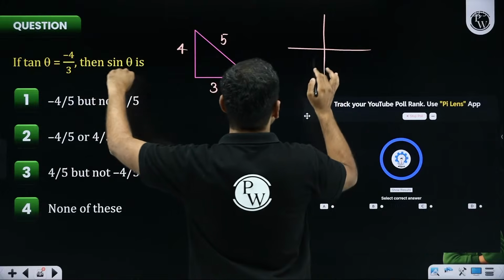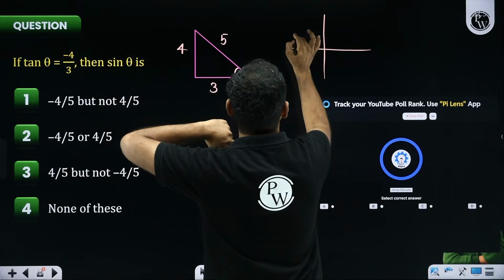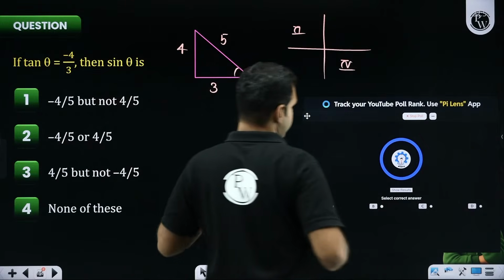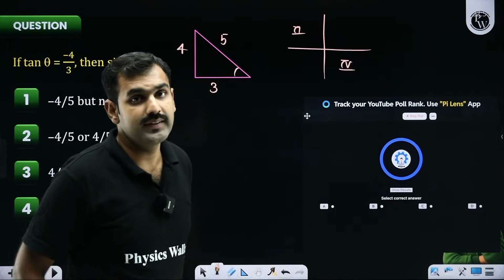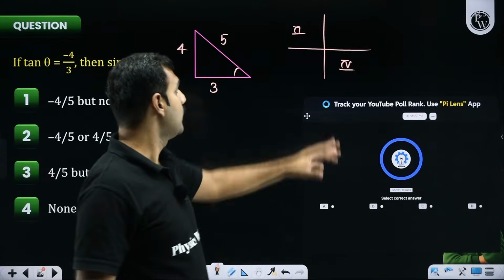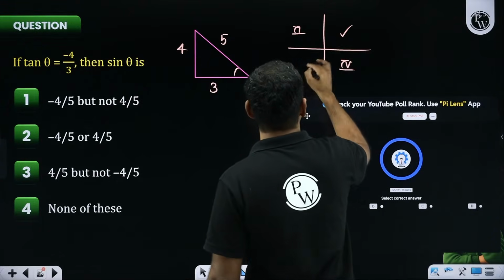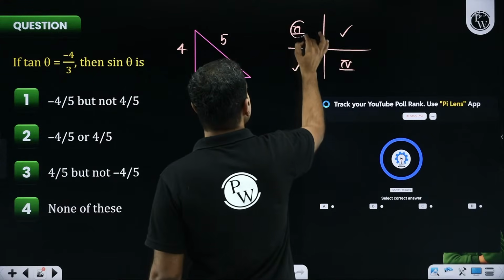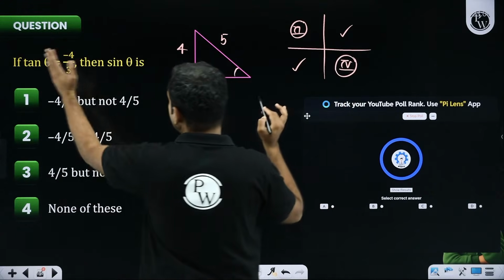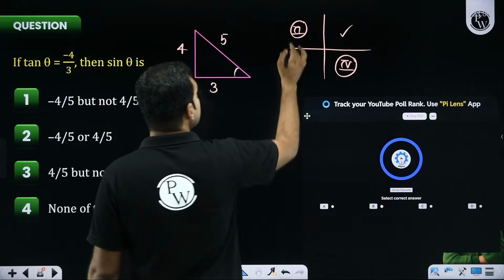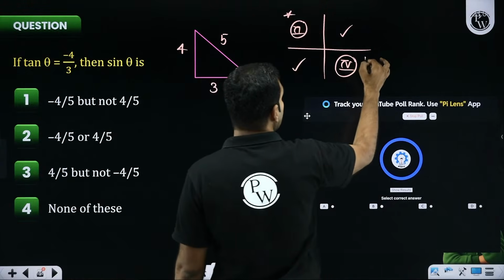Tan theta is negative. So tan theta is negative in second quadrant or fourth quadrant. Yes or no? So I just don't know in which quadrant it is. Because in first quadrant, tan is positive. In third quadrant, tan is positive. But tan is negative in second and fourth quadrant. So if tan theta is given to be minus 4 by 3, my theta could be either in the second or fourth quadrant.